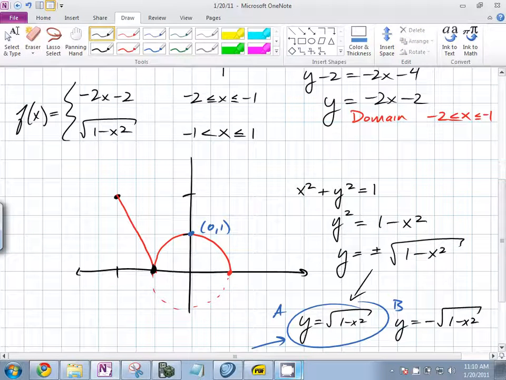If you wanted the bottom half, what would you do? Put a negative in front of it. So this right here is the top, and this right here is the bottom.